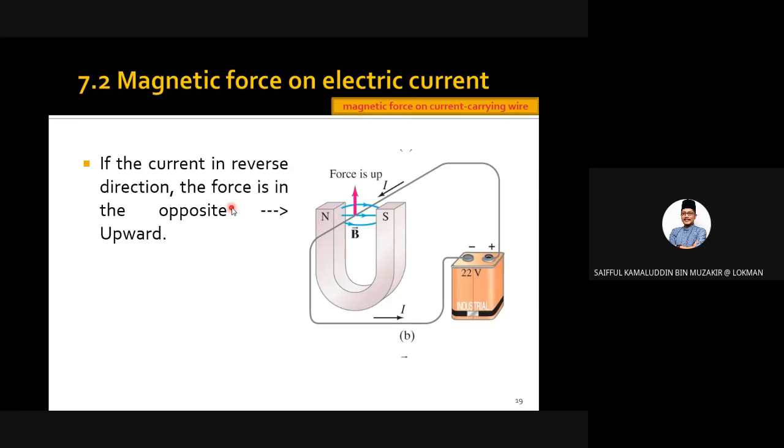So now we try to reverse the current. We change the terminal of the battery. Now the electrical current moves in this direction. The horseshoe magnet is still at the same location. This time, this wire is deflected upward. The force this time is going upward. Why? This is very strange. By changing the terminal of the battery, the deflection of the wire has changed.